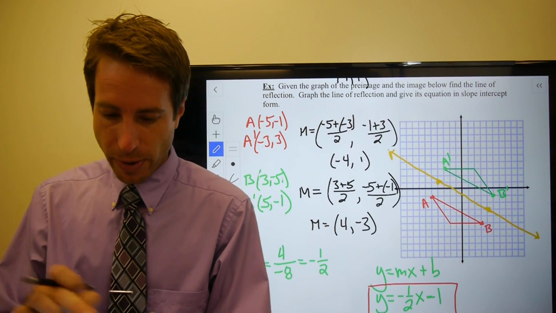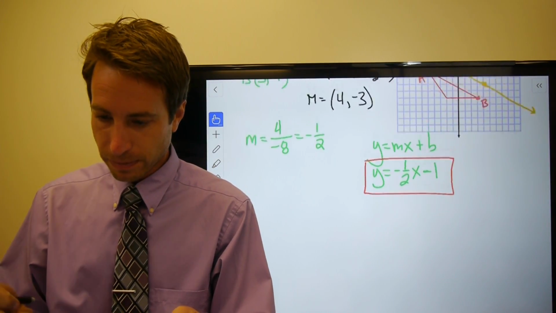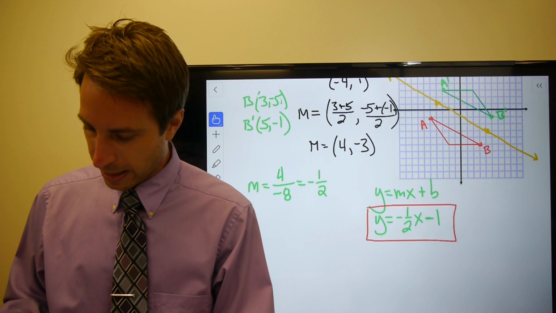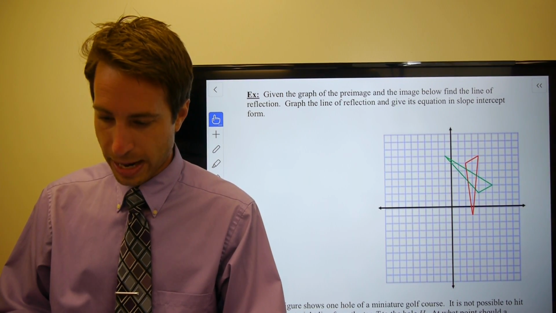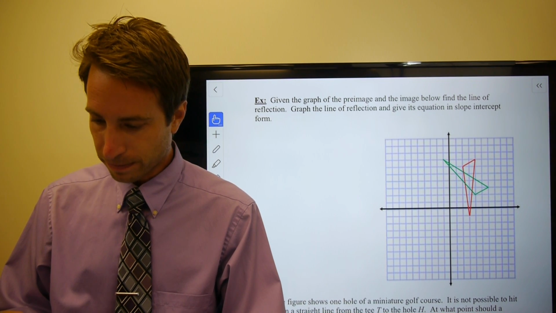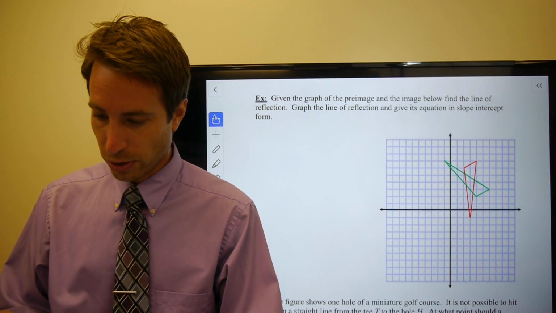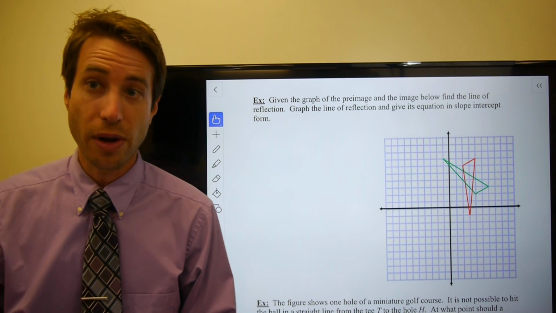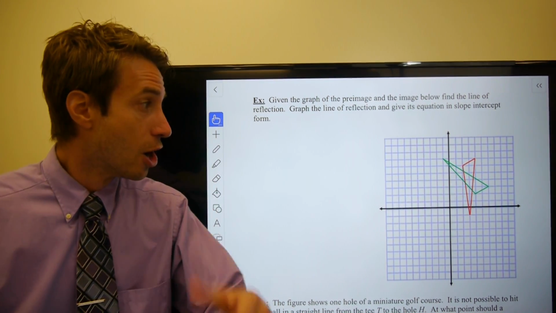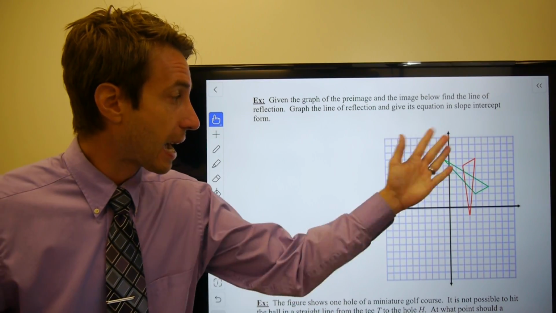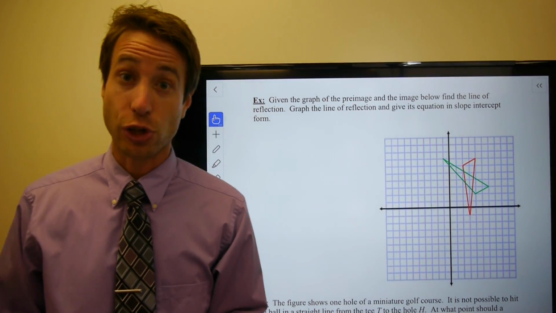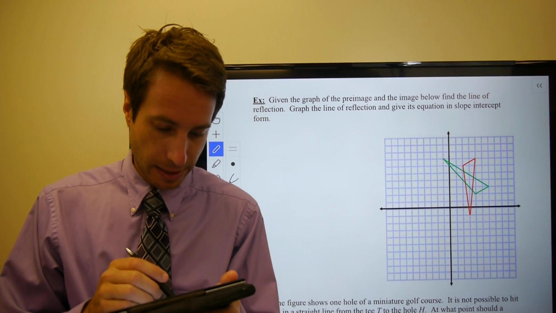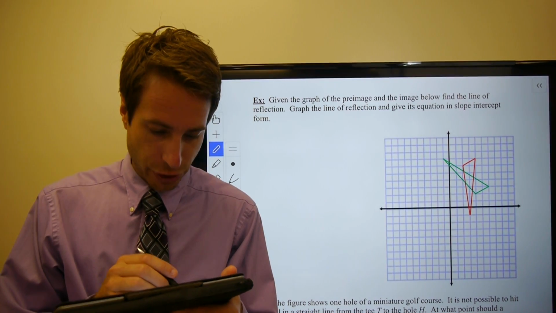I got another one for you right here. Let's do one more together, and then we can try something new. So here we go. Actually, this one looks very similar to one that we did together earlier, where you kind of got mirror images of each other, but they overlap. Anyway, let's go ahead and find that line of reflection.